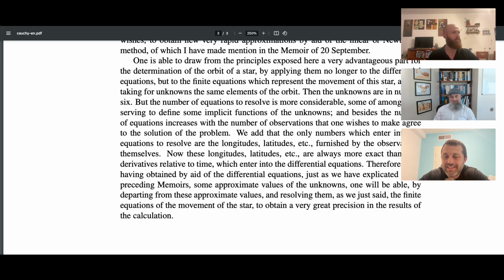And I'll just finish. So the paper is finished by him talking about how this method is advantageous for determining the orbit of a star, right? So again, he was probably trying to solve those equations of motion, and then he said, okay, I'll develop some method to do it. So that's the paper, or at least the translation. It is quite short, and it's extremely not rigorous, at least for his standards.